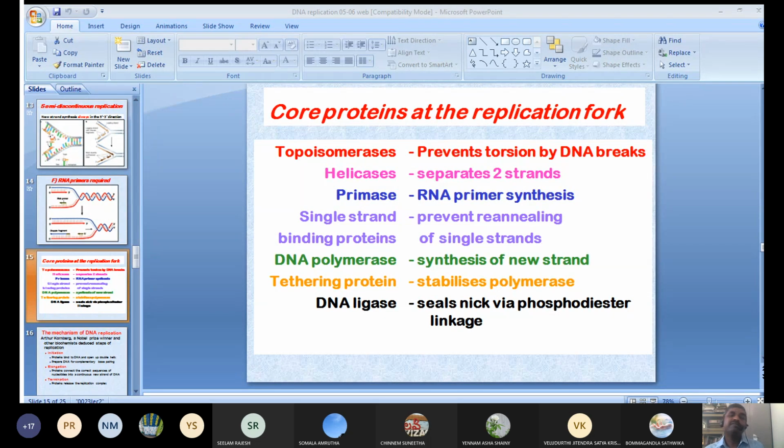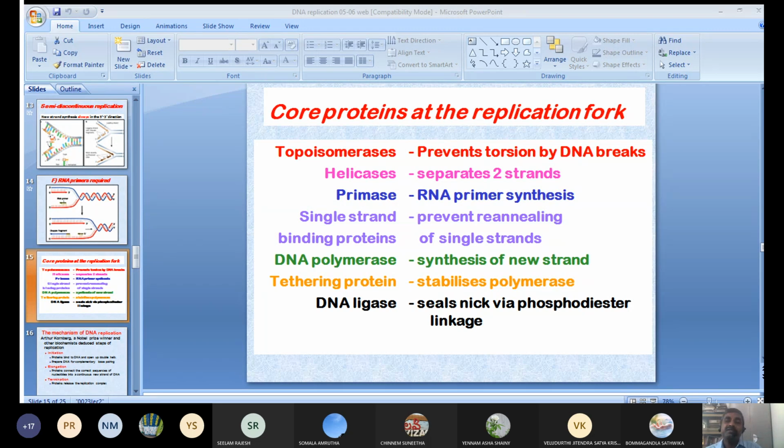Okay, sir. So what are the different types of proteins that are present at the replication fork? So how can we see them? There are so many types of enzymes. I already told you the different types of enzymes involved in the DNA replication process. The first are topoisomerases. Topoisomerases are the enzymes which are responsible for releasing the torsions in the DNA.